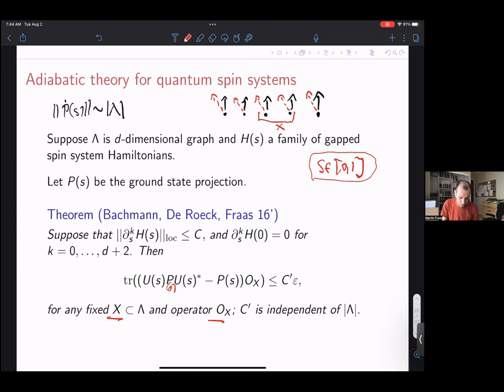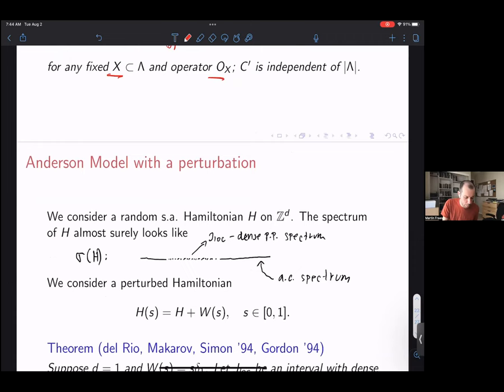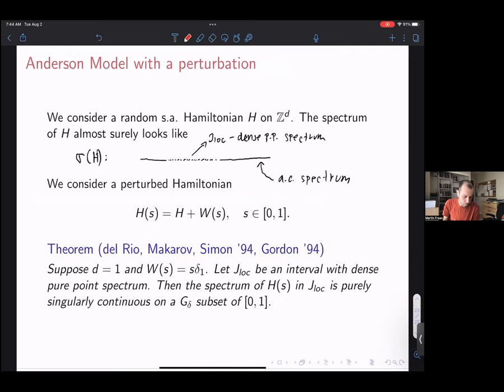Okay, and the last adiabatic theorem I want to mention is in the context of disorder. So let me start with the Anderson model with a perturbation. We consider a random Hamiltonian on Z^d, again on a lattice, and the spectrum of H. If I think of something like a nearest neighbor hopping plus an on-site random potential.